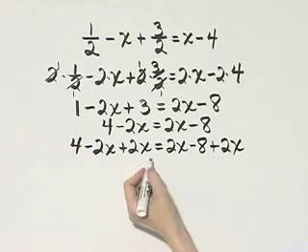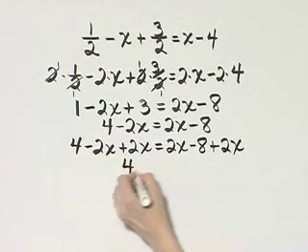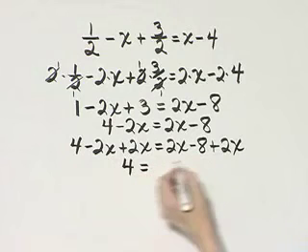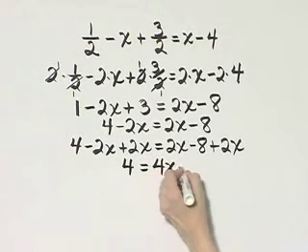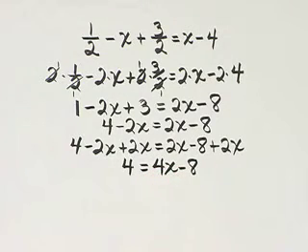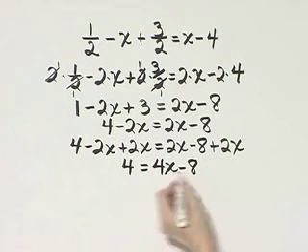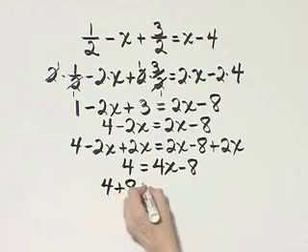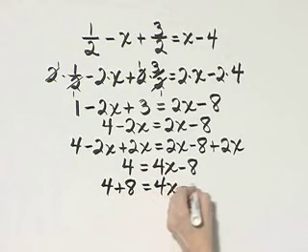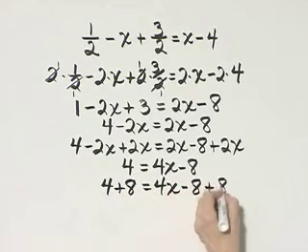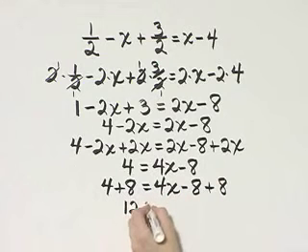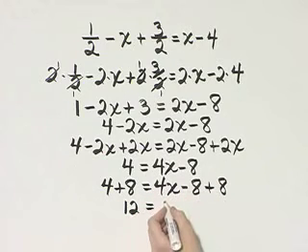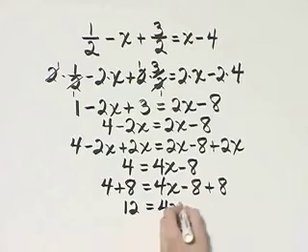The left side, the 2x's subtract out, and I have 4 is equal to, here I'll have like terms, 4x minus 8. Now let's add 8 to both sides. So here's the left side, adding 8, and here's the right side, and I add 8. The left side is 12. The right side, the 8's subtract out, and I have 4x.